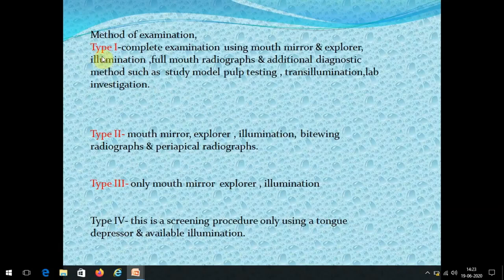Type 1 means we have all the arrangements, investigations, and equipment to understand a patient's oral health. We have mouth mirror, explorer, illumination, radiographs, diagnostic methods such as pulp testing, transillumination, and lab investigation. We have everything to understand a patient's oral health status. Type 2 is mouth mirror, explorer, and illumination with radiographs, a little bit compromised compared to type 1. Type 3 is only mouth mirror, explorer, and illumination. Type 4 is just a screening procedure, where we use only a tongue depressor.